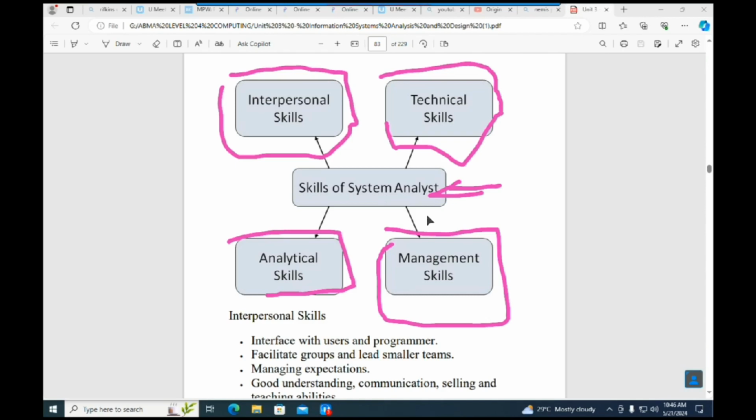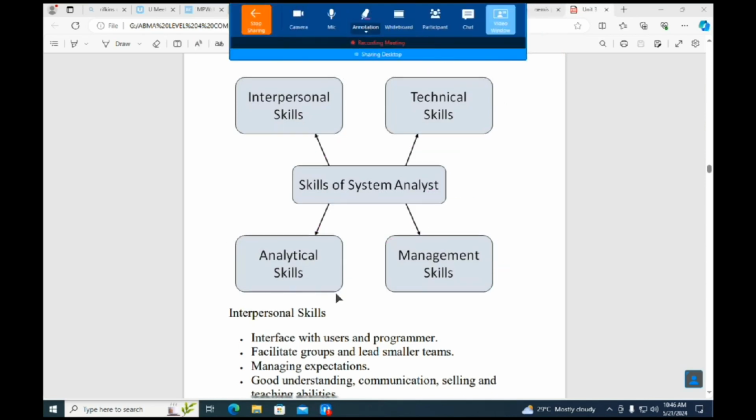Again, we have the management skills, because it's the one who is going to be in charge of managing the project, overseeing the project, and giving directions about the project. So he needs to have management skills. So let's discuss each of these now.